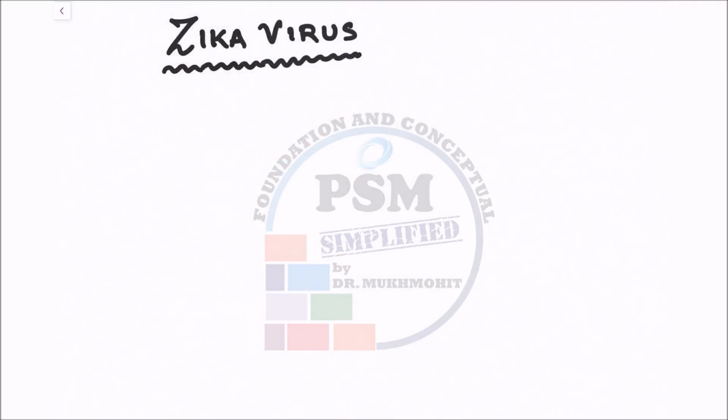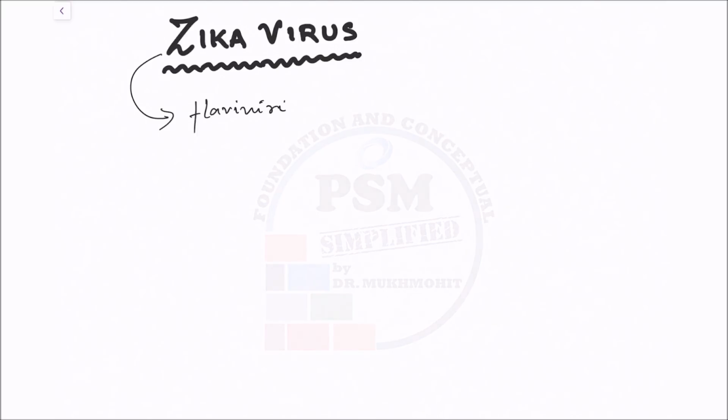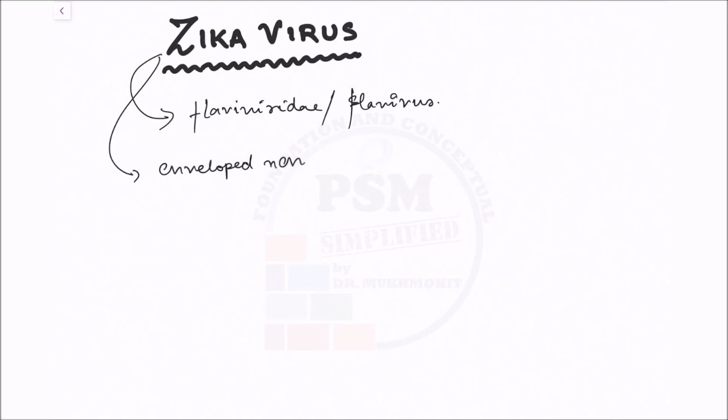Zika virus is a virus from the family Flaviviridae, and it is from the genus Flavivirus. Zika virus, MCQ point number 2. Zika virus is an enveloped, non-segmented, single-stranded, positive sense RNA virus.